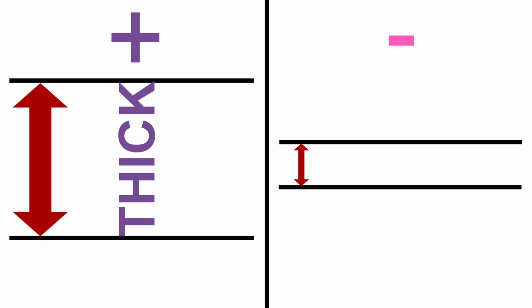A good way to remember which type of bacteria has a thick and thin peptidoglycan layer is by drawing a plus sign and a minus sign, which will represent gram-positive and gram-negative bacteria respectively. Draw horizontal lines over and under the plus and minus sign. The distance between the horizontal lines of the plus sign is greater than the distance between the horizontal lines of the minus sign. Therefore, gram-positive has a thick peptidoglycan layer and gram-negative has a thin peptidoglycan layer.